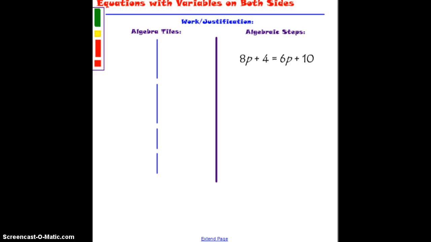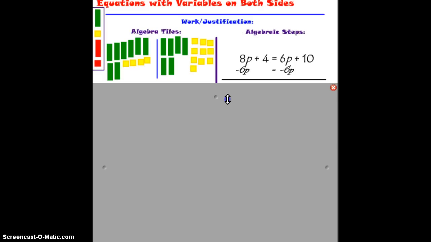So let's start with the problem 8p plus 4 equals 6p plus 10. This problem, as we notice, has a variable p on the left and the variable p on the right side. If we want to look at this in terms of algebra tiles, we would have 8p's plus 4 singles is equal to 6p's plus 10 singles.